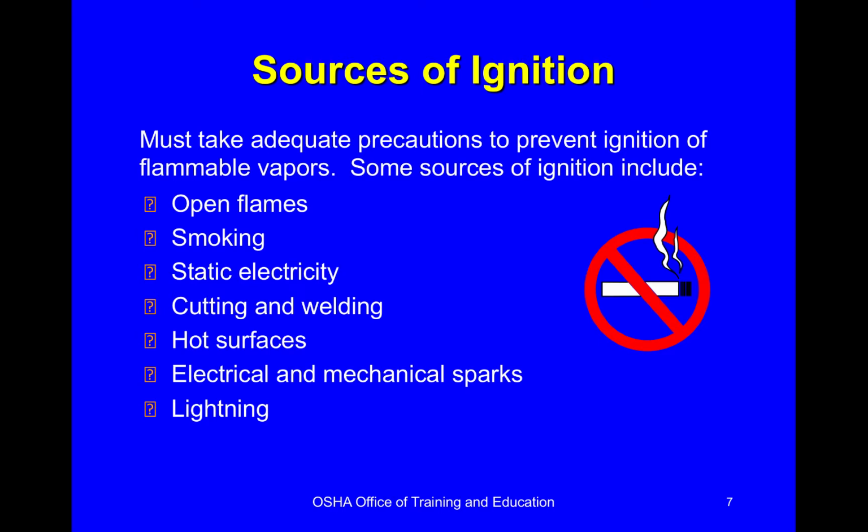So we must take adequate precautions to prevent ignition of flammable vapors. Some sources of ignition can include open flames, smoking, static electricity, cutting and welding, hot surfaces, electrical and mechanical sparks, or lightning.